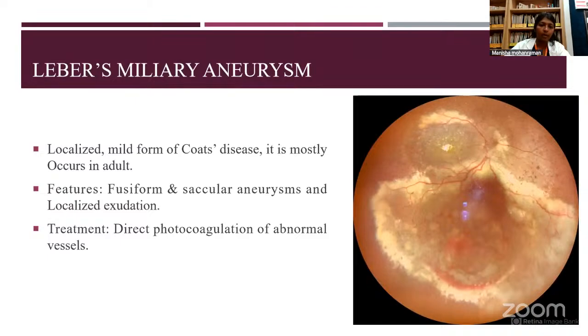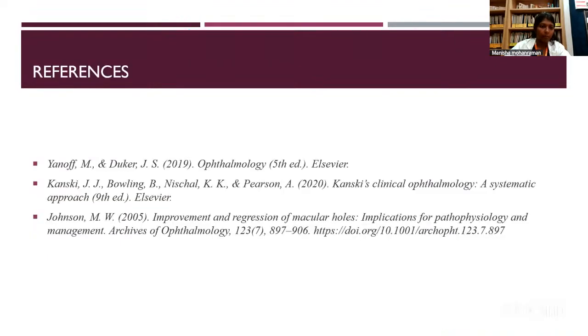The last is Leber's miliary aneurysms. It is a localized mild form of Coats disease. It mostly occurs in adults. The features are fusiform and saccular aneurysms and localized exudation. The treatment is direct photocoagulation of abnormal vessels. These are my references. Thank you.